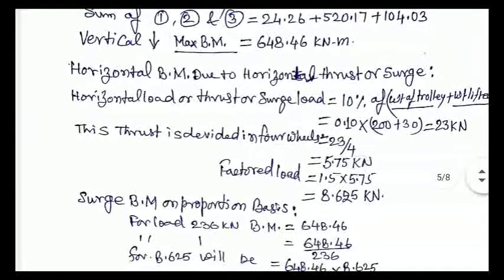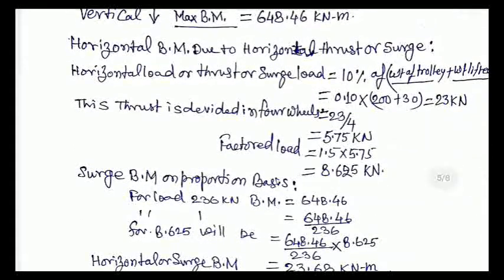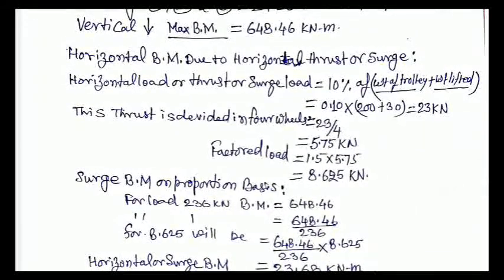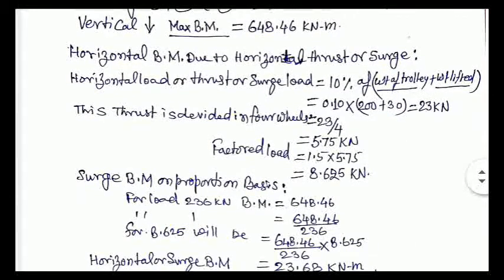Okay. Now, horizontal bending moment due to horizontal thrust or surge load. For this, we are guided by the IS code. The horizontal load or the thrust or surge load will be 10% of the weight of trolley plus weight lifted. So 10% of this 230 will be 23 kilonewton. But this total 23 kilonewton load will be distributed by 4 wheels on the gantry girders.